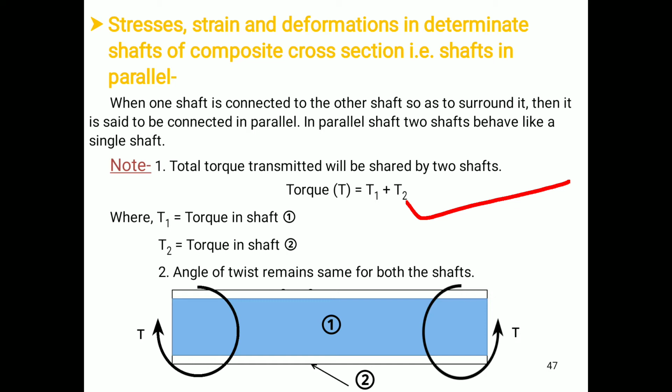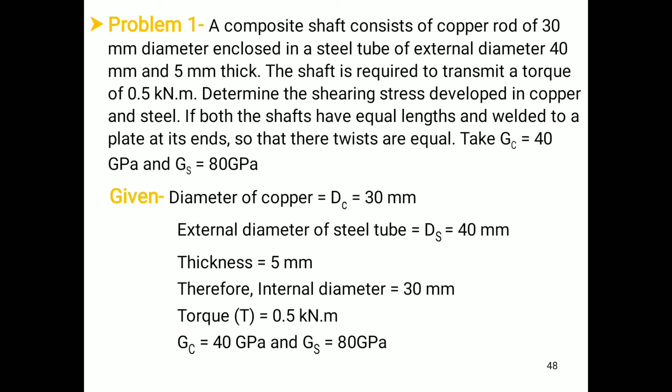The second equation which we have to consider is that the angle of twist remains the same for both shafts, that is theta 1 equal to theta 2. Is it okay? So based on these two conditions, we are going to solve a numerical for shafts in parallel. The numerical statement is as follows.